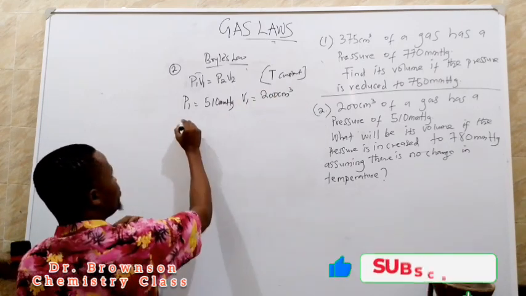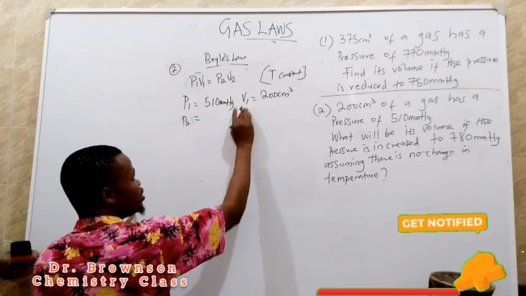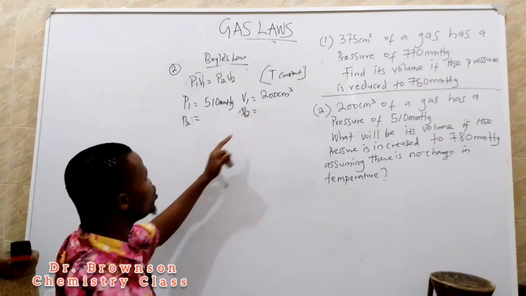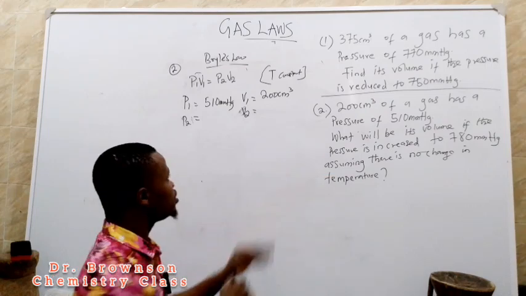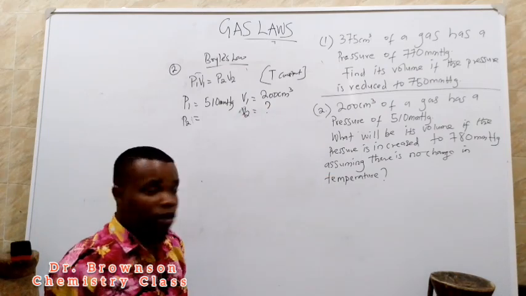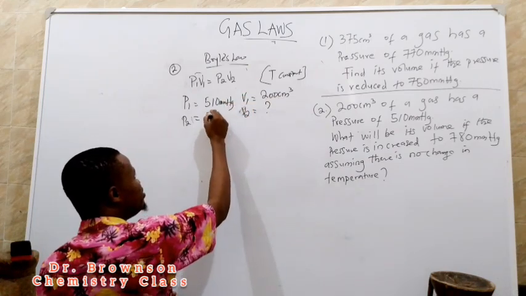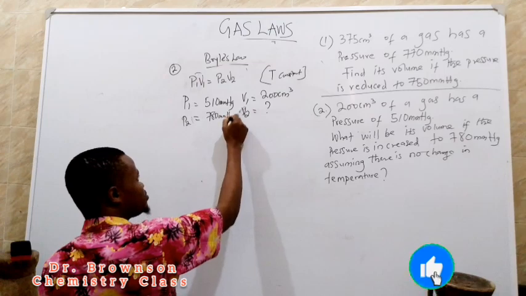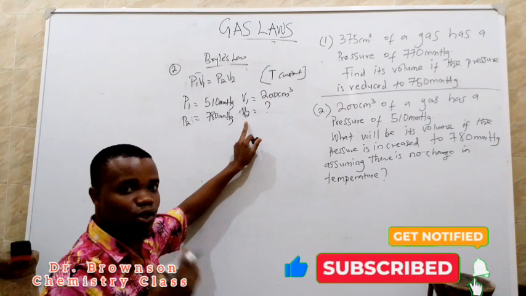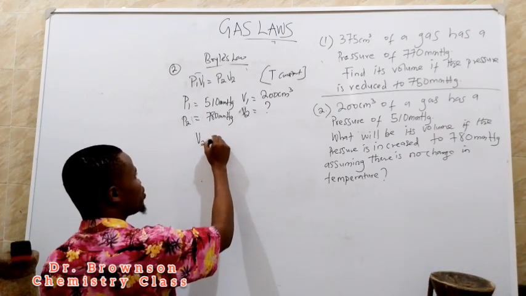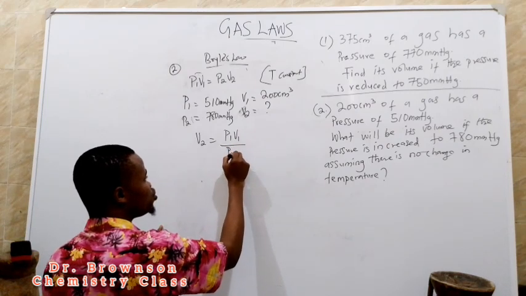So your P2, which is what we're dealing with, is your second parameter. Your second parameter is P2 V2. So over here, the volume is not given, so it becomes an unknown, if the pressure is increased to 780 millimeter mercury. From the formula, we are going to make V2 the subject of the formula, which is V2 equals P1 V1 all over P2.